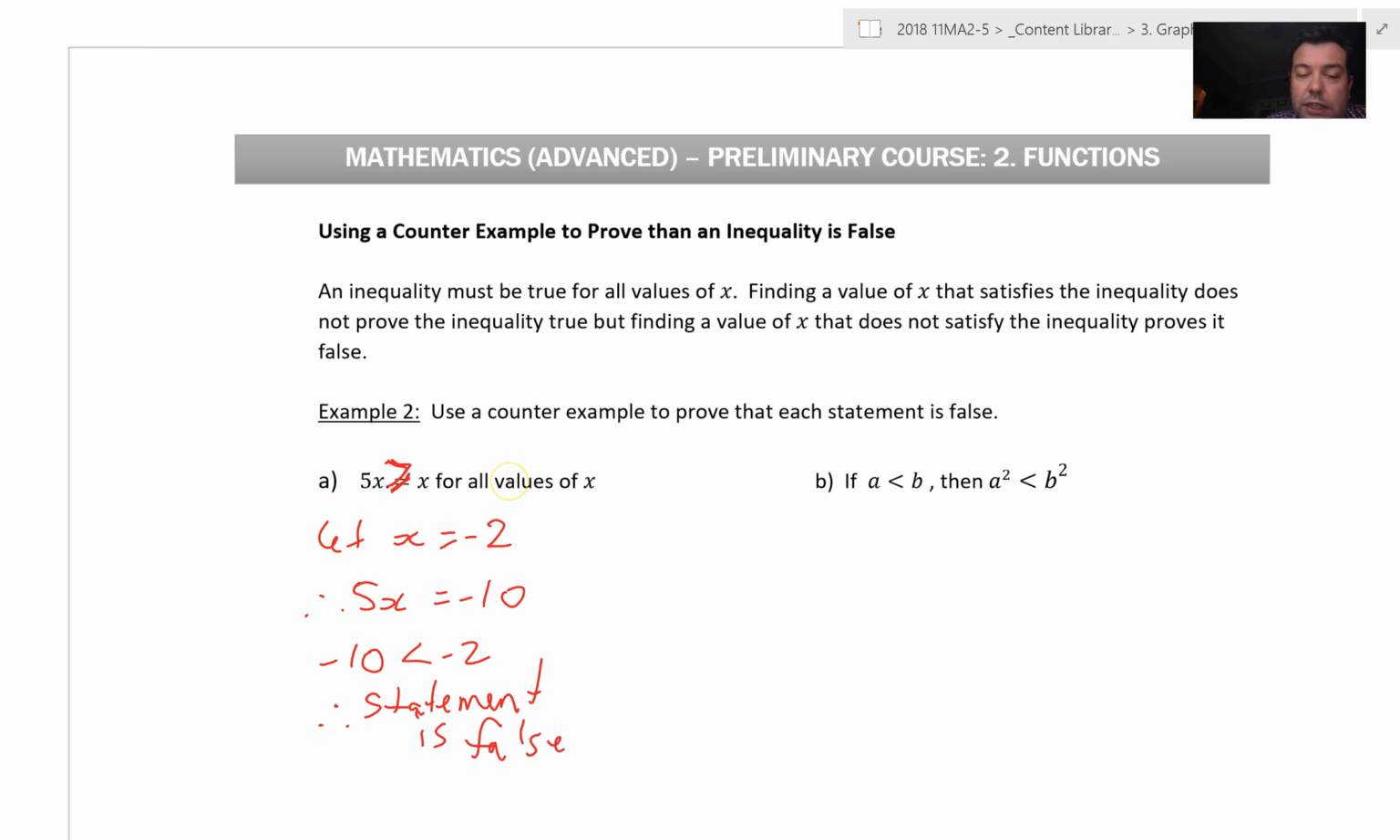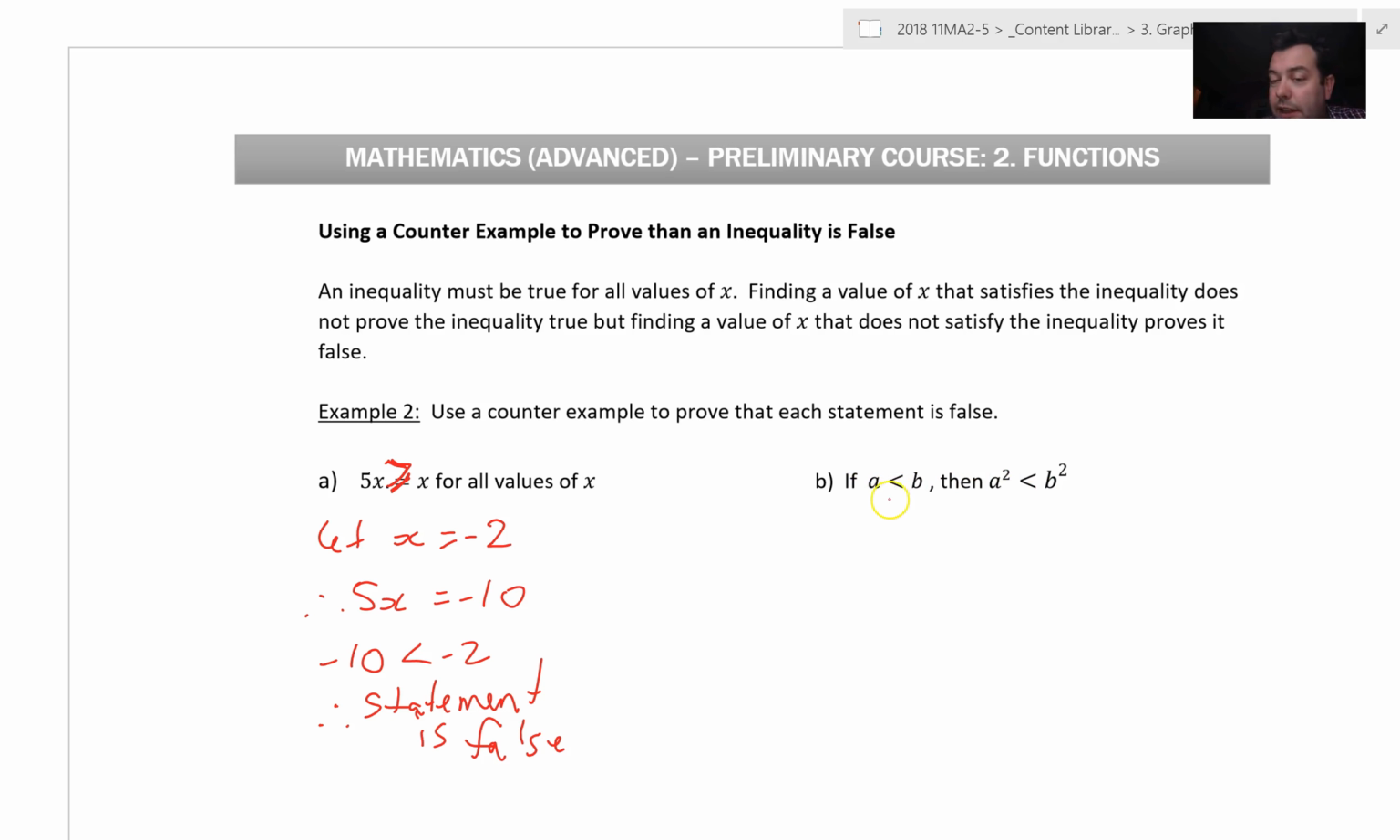Okay, so we just sort of guessed that one. We found something that was going to work for us, right? And there we go. And we showed that the left-hand side does not have the relationship with the right-hand side that the statement expects it to. Same here. Now, if a is less than b, is it true to say that a squared is less than b squared?